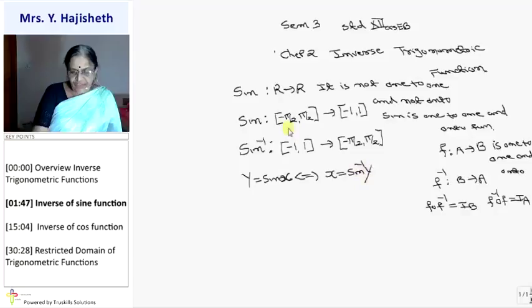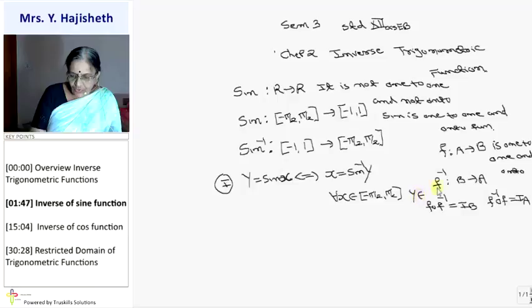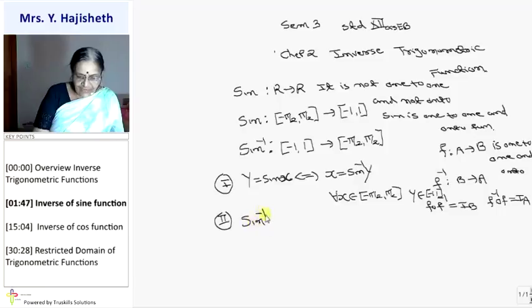So sine is operated with an angle and sine inverse is operated with a number. Because the first property, y is sine x if and only if x is sine inverse y, is possible. Direct to inverse and inverse to direct, I can convert. This is only possible if x belongs to the closed interval minus pi by 2, pi by 2 and y belongs to the closed interval minus 1 to 1. Clear? Now second property. Sine inverse of sine x is x.